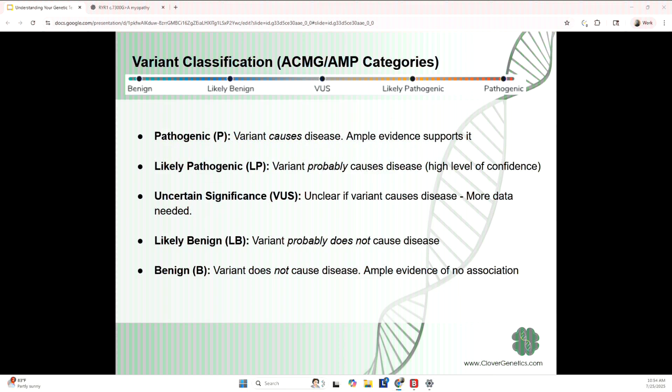The term likely, as in likely pathogenic, and likely benign are used when there is a high confidence, typically over 90%, one way or the other. A pathogenic variant means we are confident it causes the condition in question, and historically this was known as a mutation, but it's a more antiquated term at this point.